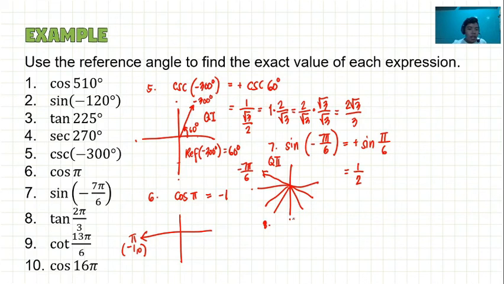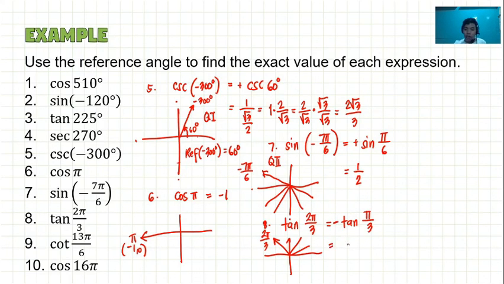8 is tangent of 2 pi over 3. We know that the reference angle of 2 pi over 3 is just pi over 3, right? Now, let's locate 2 pi over 3. If we change that to sixths, it becomes 4 pi over 6. So let's count four pi over 6: 1, 2, 3, and 4. So this is 2 pi over 3. It is in quadrant 2, and tangent in quadrant 2 is negative. So our sign here is negative.